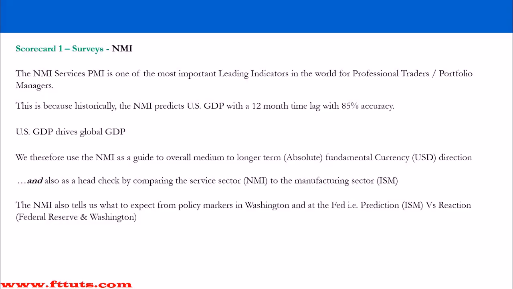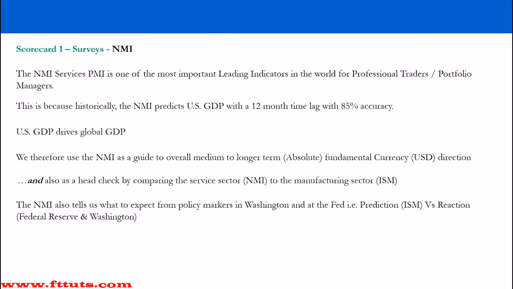Again, the NMI also tells us what to expect from policymakers in Washington and at the Fed. So again, with the ISM non-manufacturing, we're using leading indicators to predict the coincident ones, so what's happening in the economy right now with inflation, jobs, and GDP, and we're looking at predicting what the reaction is going to be from the Federal Reserve, the central bank, and Washington.